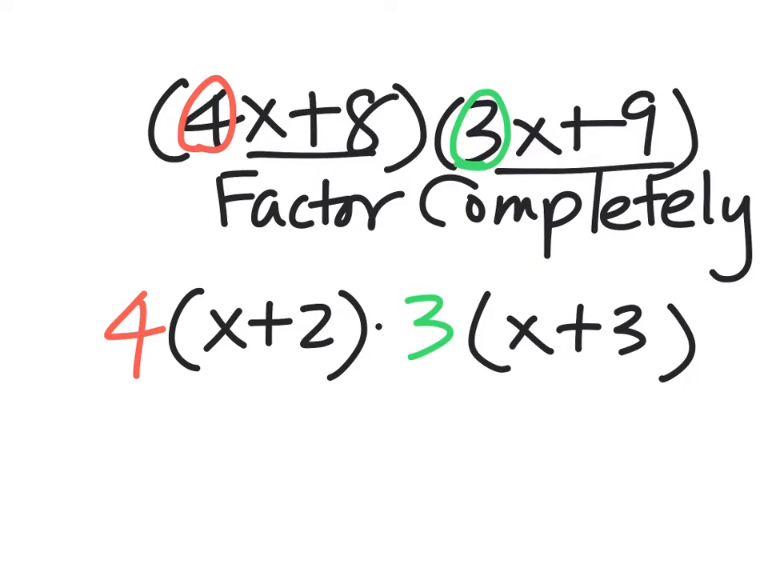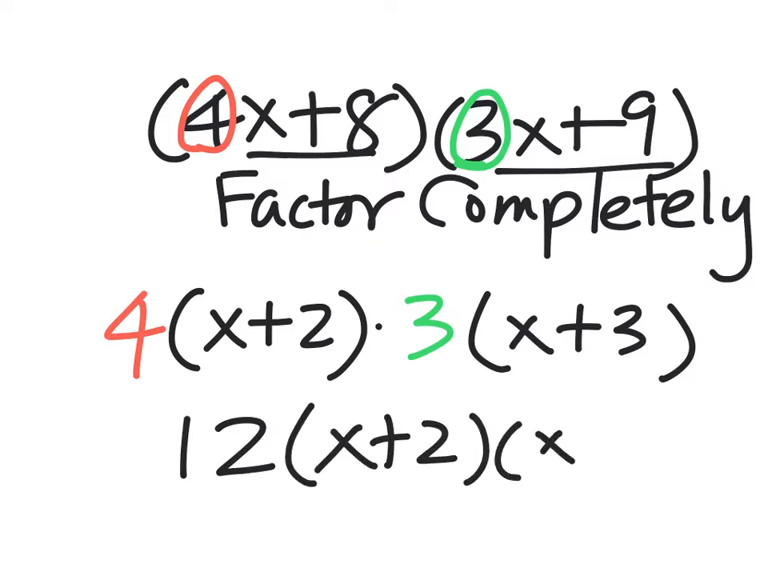So the 4 and 3 together multiply to be 12. Then I'm left with x plus 2 times x plus 3. And then we notice that actually there are 3 factors here. 12 is a numeric factor, x plus 2 and x plus 3 are 2 binomial factors. So this is what we call factoring completely.